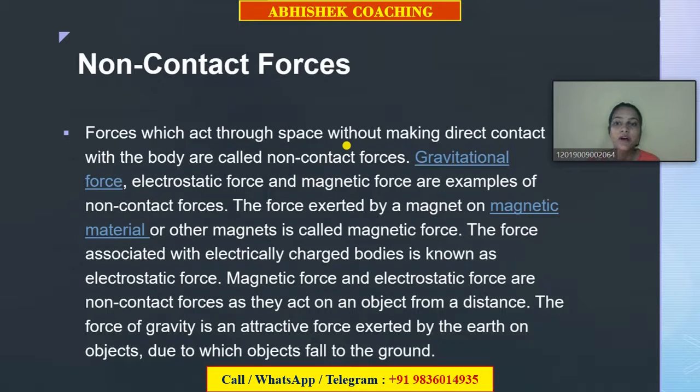The force of gravity is an attractive force exerted by the earth on objects, due to which objects fall to the ground. So when we throw a ball upwards, after some time it will fall to the ground. This is due to the gravitational force present on the earth. But in space, if we throw a ball upwards, the ball will not return to the ground because there is no gravitational force in space.